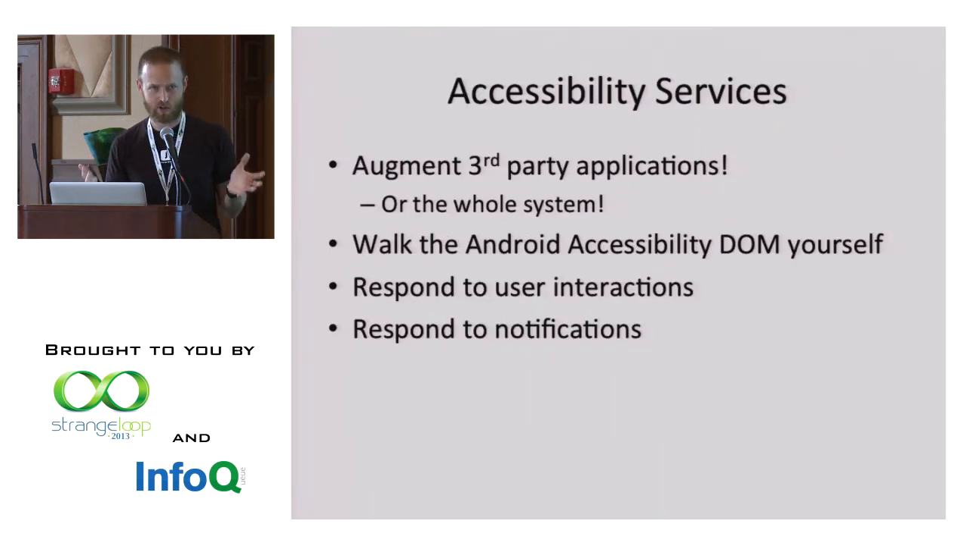So now this is the really cool thing. This is what really got me excited with accessibility on Android, was accessibility services. So you can augment third-party applications. This really illustrates the difference between the iOS and Android philosophies. On iOS, they give you a really, really powerful screen reader, and VoiceOver can do a lot of amazing stuff, and it even interfaces with some hardware. But you can't extend it in any way.